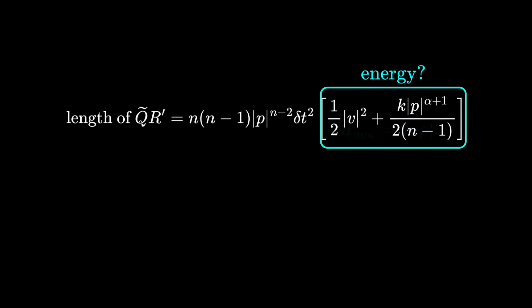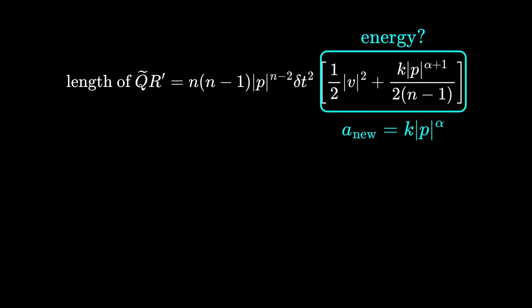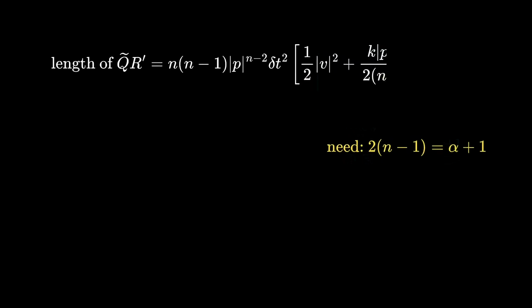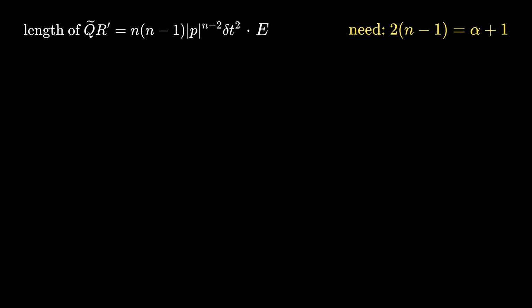Since the original setup obeys alpha power law, the potential energy from this force is the integral with respect to the distance. So in order for this bit to be total energy, we would need 2 times n minus 1 and alpha plus 1 to be equal. If they are equal, then we have these expressions for length of q tilde r prime.